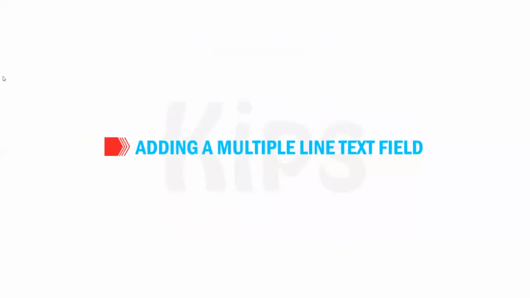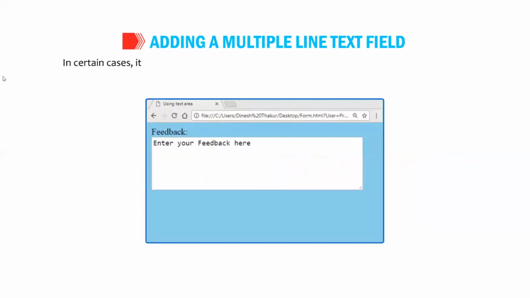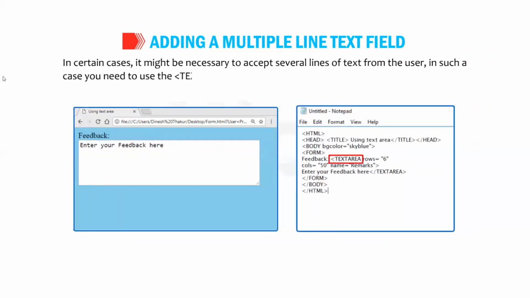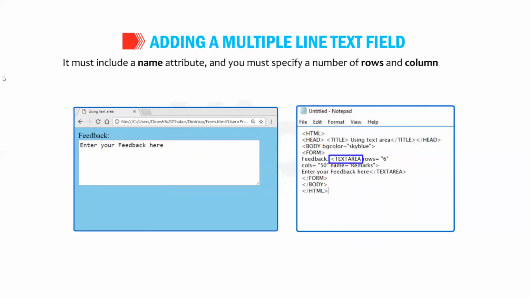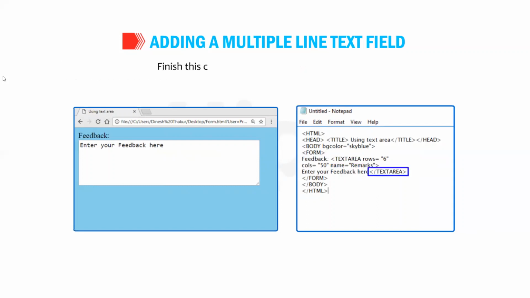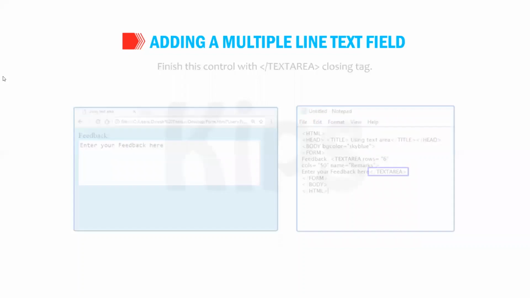Students, now we should learn how to add a multiple line text field. In certain cases, it might be necessary to accept several lines of text from the user. In such a case, you need to use the textarea tag. It must include a name attribute, and you must specify a number of rows and columns with the rows and columns attributes. Finish this control with the /textarea closing tag.